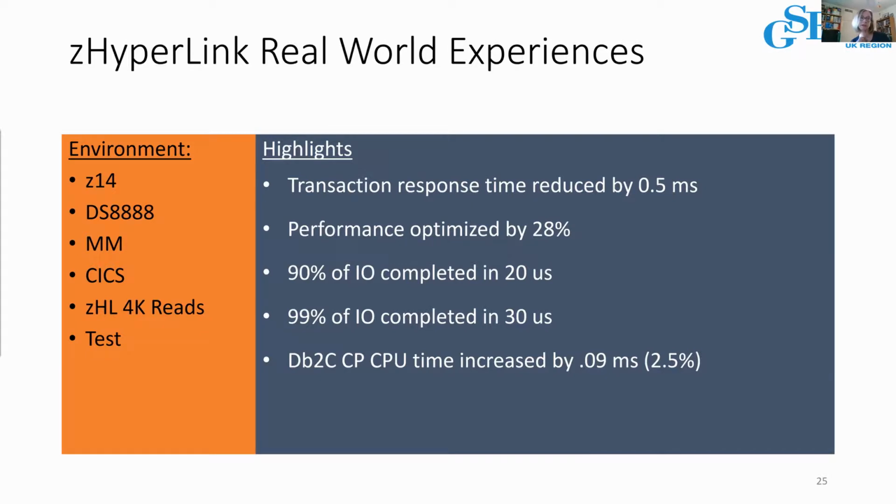This particular customer was on a Z14. For storage, they had the 8888. They had Metro Mirror. They were running a CICS job that ran DB2. They were focused on 4K reads, and this was their test environment. Their feedback was that their transaction response time was reduced by 0.5 milliseconds. They saw a performance optimization of 28%.